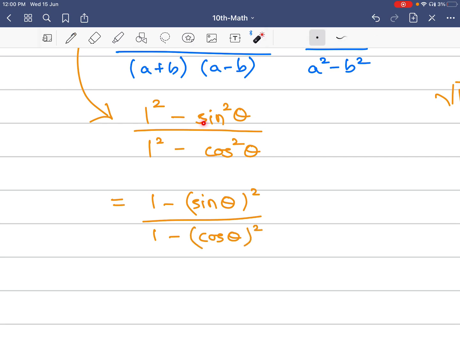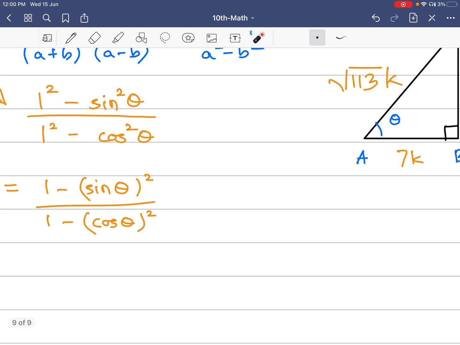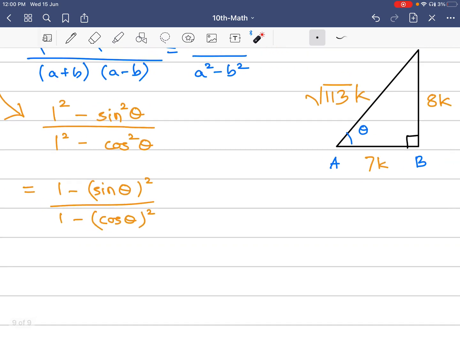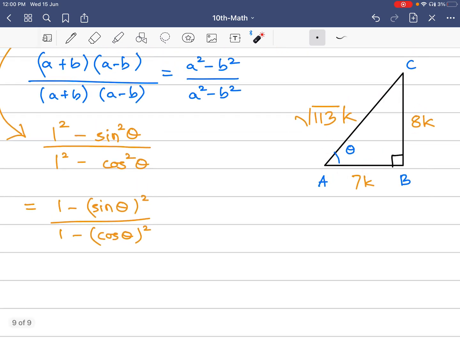So both these expressions, sine square theta or sine theta the whole square, are actually the same. There are different ways of representing the same thing. Now our job is to find sine theta and cos theta from this triangle, so let's quickly do it. Let me draw a line here.